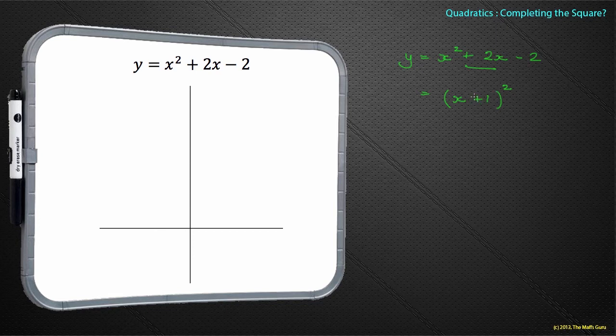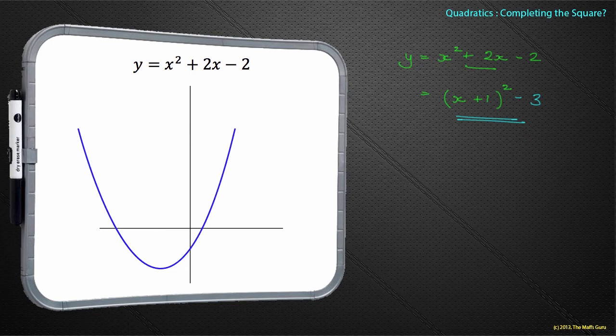Plus 1 squared is 1. We want negative 2. How do I go from positive 1 to negative 2? I simply take 3 away. And there is my completing the square form. Does that now mean I can draw this on a set of axes? Well, yeah, pretty much, because I actually have all the information now I need.